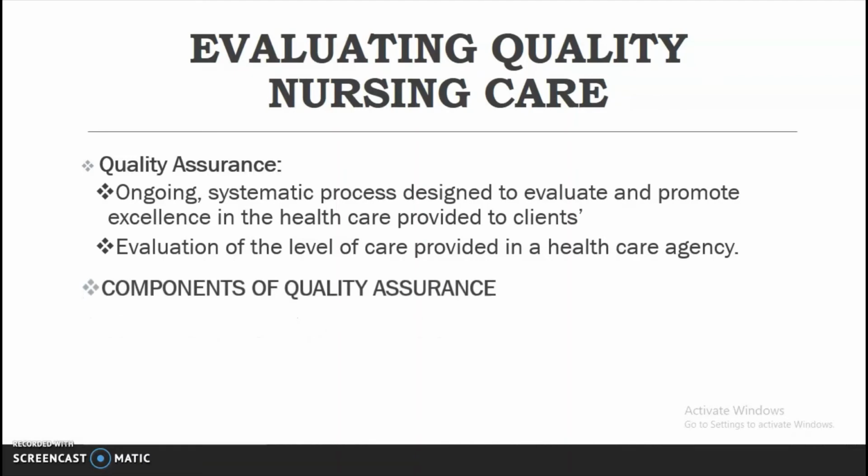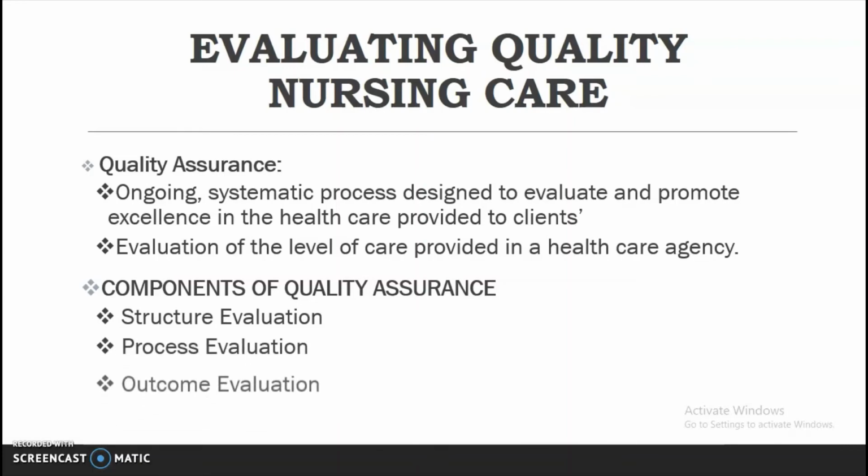Okay? The components of quality assurance include the following. Number one is the structural evaluation, your process evaluation, and your outcome evaluation. Okay, in some books, especially in community health, we call these the elements of quality assurance. So whenever we are going to perform a quality assurance check, or you're evaluating a certain facility, we need to consider these three components.